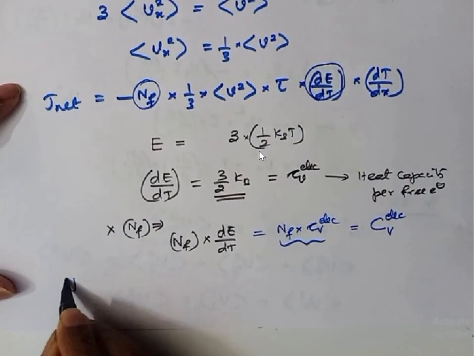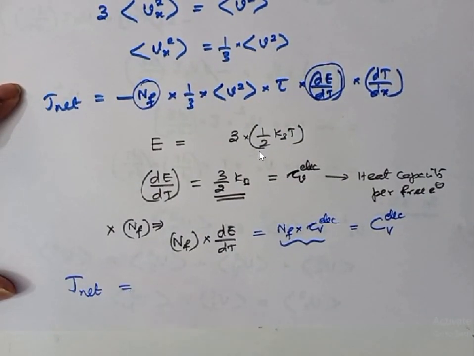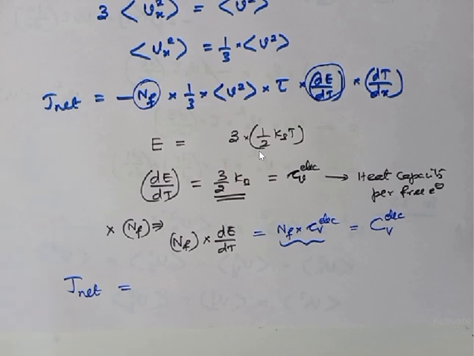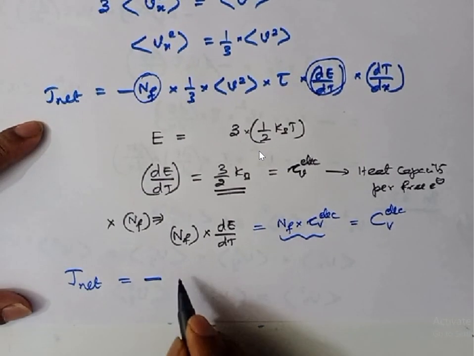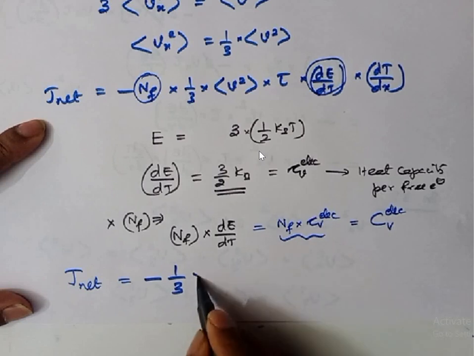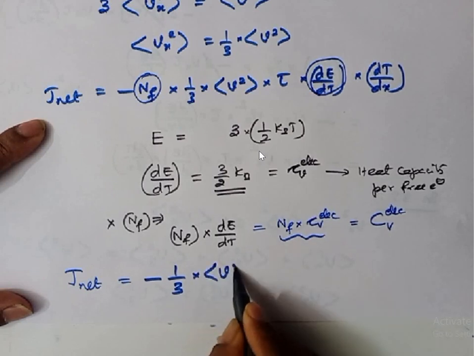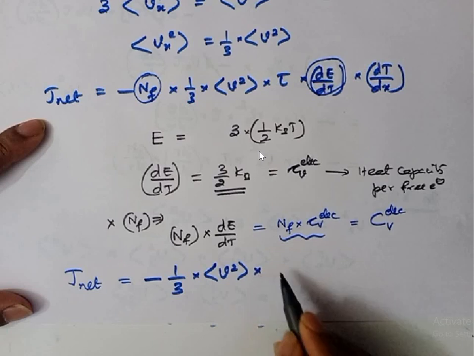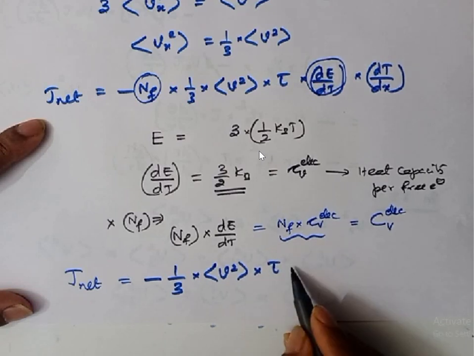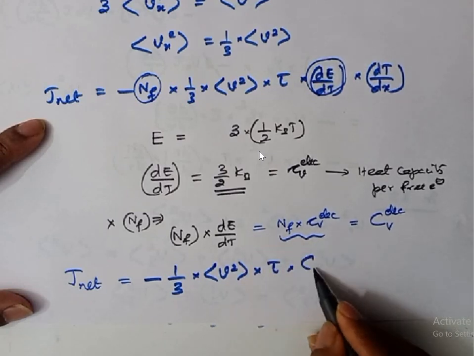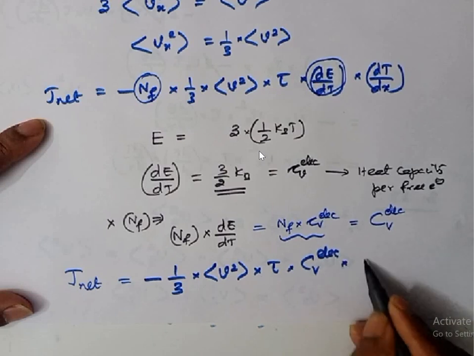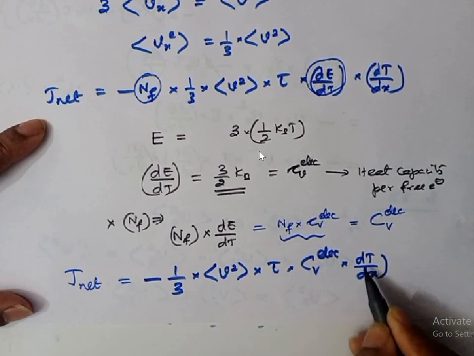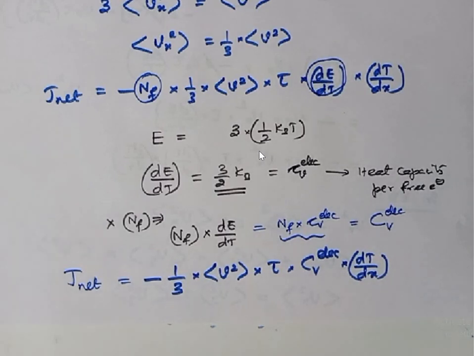So what we'll get is J net heat transfer equal to minus 1 by 3 into average of the square velocity into relaxation time tau, into C_V electronic into dT by dx. This is the expression for net heat flux at the point x, due to the temperature gradient dT by dx.